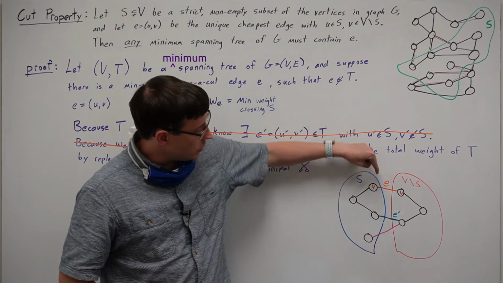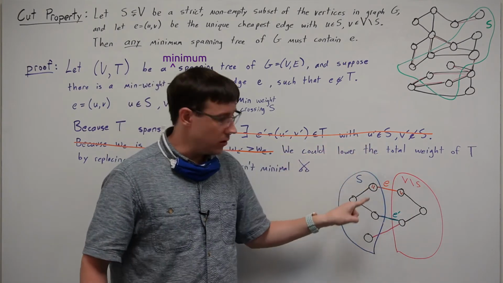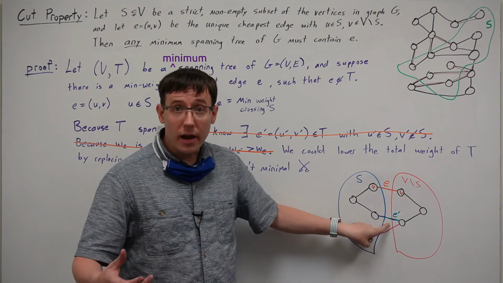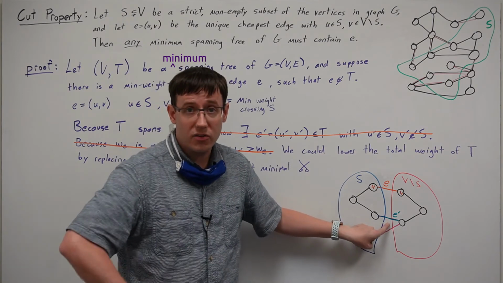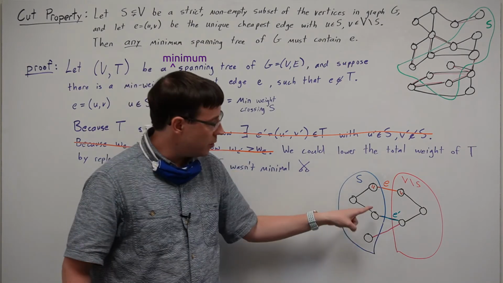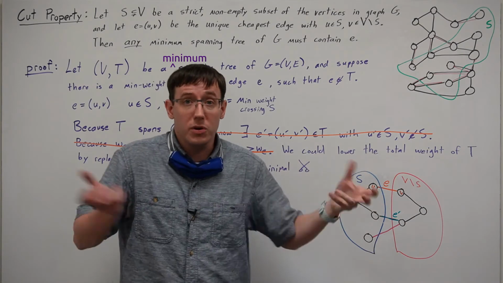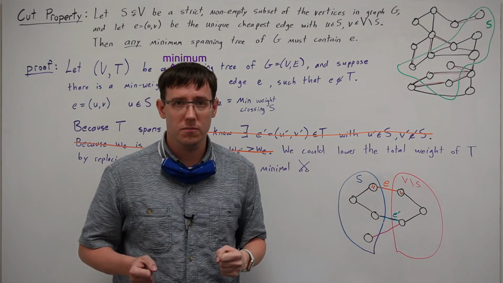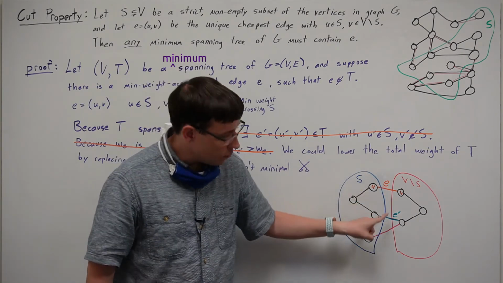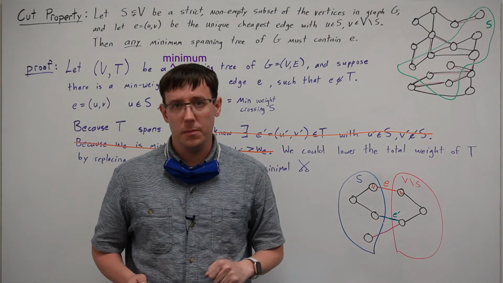So if we were to add E to the graph, that would create a cycle, and E prime was part of that cycle. So if we remove E prime, it will still be possible to go the other direction around that cycle to get between any of the vertices. And so that means that this replacement does still give us a spanning tree.